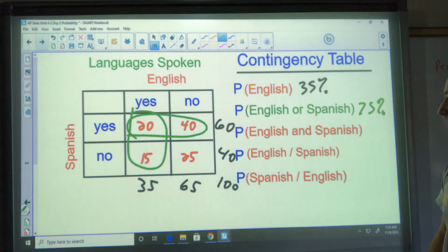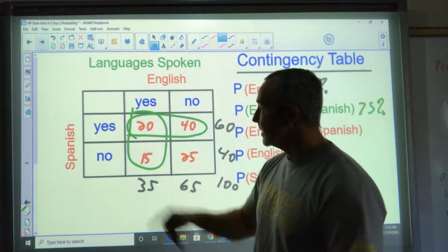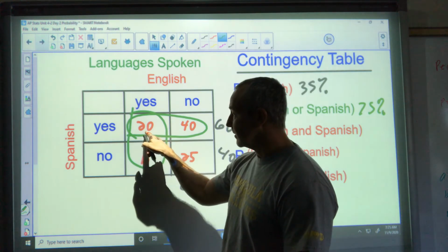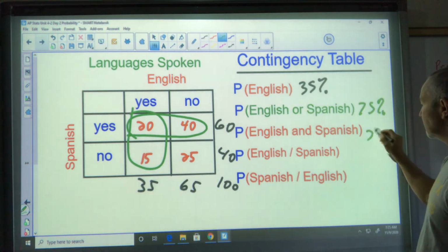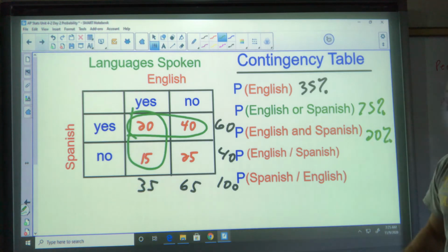Okay? All right, English and Spanish. They had to take English, yes, and Spanish, yes. That's those 20 people right there. 20%. Here comes our givens again.